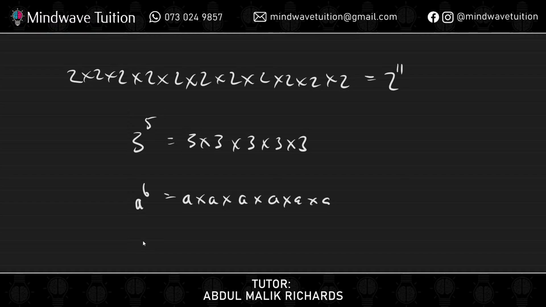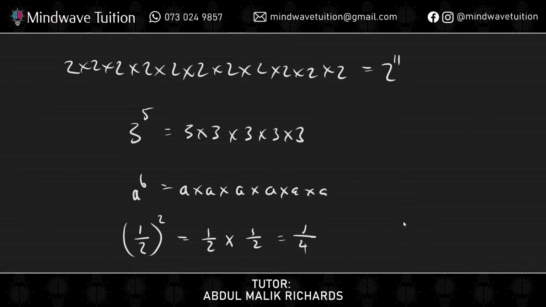Yes, and your base can be a fraction as well. So let's say it is a half. This half can be to the power of whatever it is, let's say 2. So this is then going to be a half multiplied by a half. And going by what we did in the week, when we're multiplying fractions, it's numerator times numerator, and denominator times denominator. In this case, it's going to be 1 over 4.